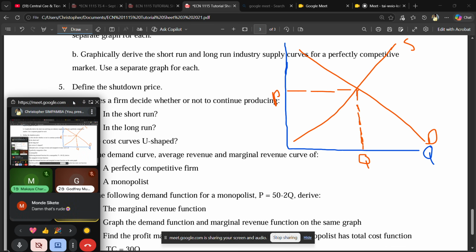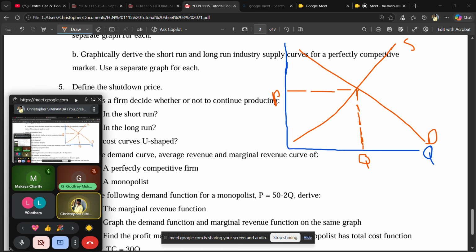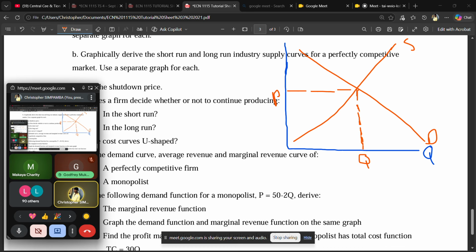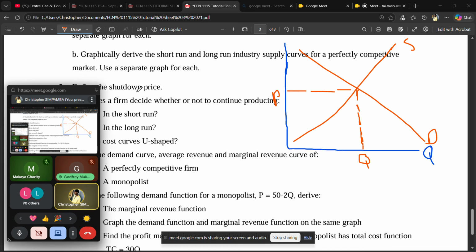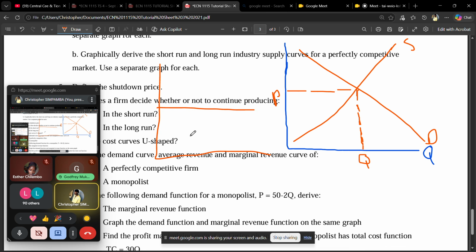Just a minute, Godfrey. Makaya, try to explain exactly what you mean about the long run supply curve. Your graph, you said it's the long run for a firm. Can you kindly draw it again? It's just horizontal like that.